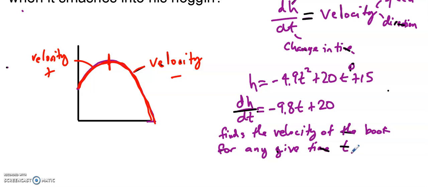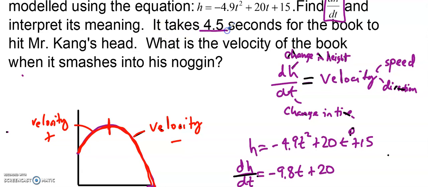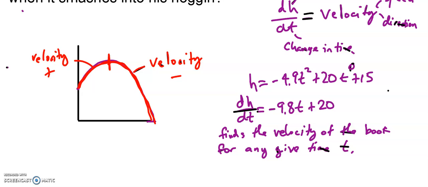All right? Well, now take a look. Let's look at what this next part says. It says it takes 4.5 seconds for the book to hit Mr. Kong's head. What's the velocity of the book when it smashes into his noggin? Now, again, let's put Mr. Kong into the picture here. So let's put me into the picture. Let me see, there's an old picture of me. Let me just drag this guy in here. Ugh, man. All right, I'm looking old.